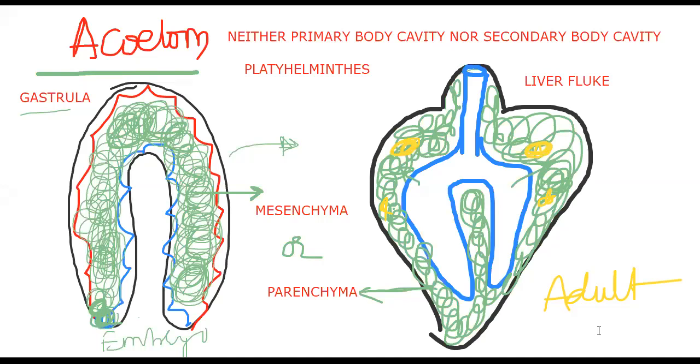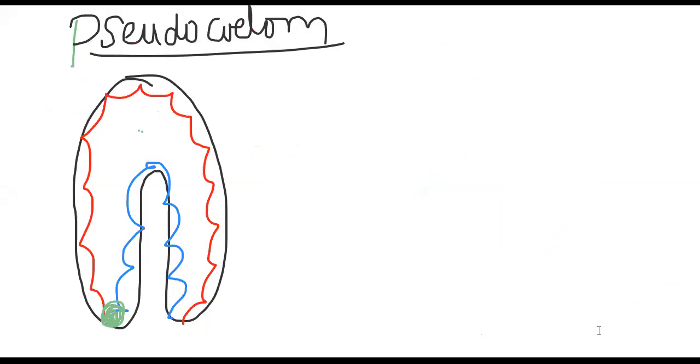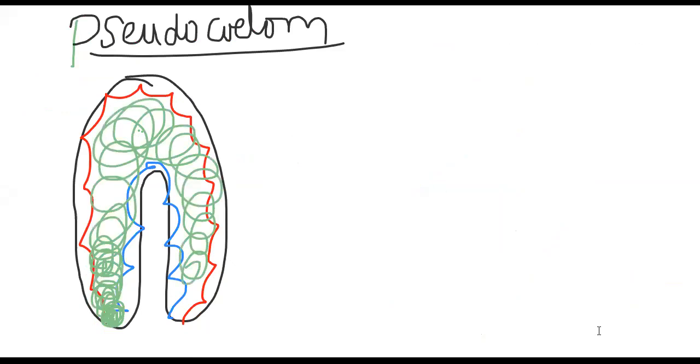Okay, next, let us see what happens in the pseudocoelom. The same story: outer lining, ectoderm; inner, endoderm; in between them the cavity, blastocele or primary body cavity. Here, at the rim or margin of the blastopore, where ectoderm and endoderm are continuous with each other, the mesodermal cells originate, and those mesodermal cells filled the cavity earlier in the acoelom.